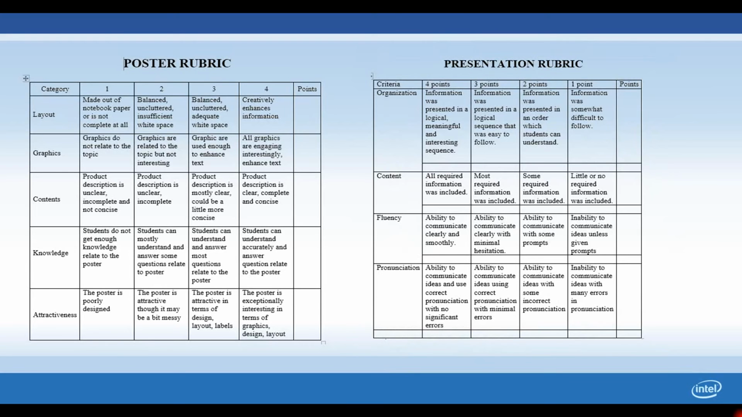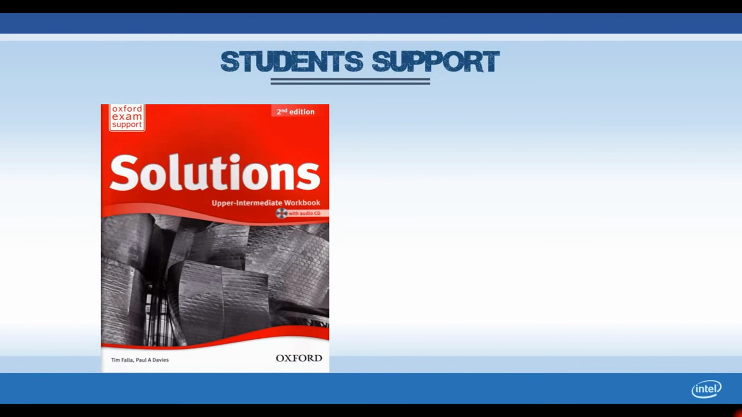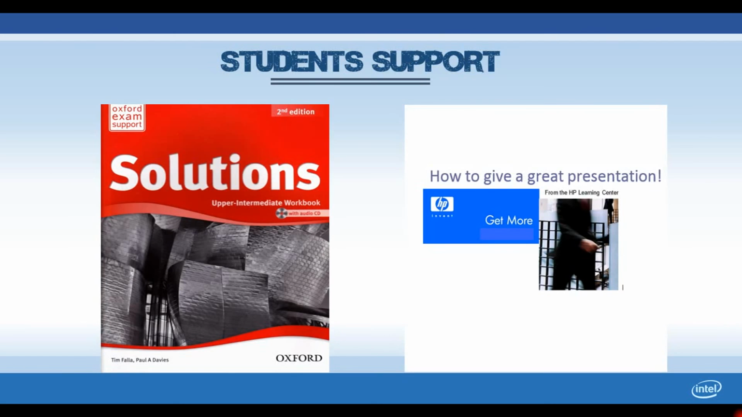To help students evaluate and improve more, peer feedback and peer evaluation forms will be used at the end of the course, along with the self-evaluation form for further thought about their learning process. In student support, I give them a soft copy of the Solutions student book and workbook, some tips for presentation, and key vocabularies to help them study easily and perform as well as possible.